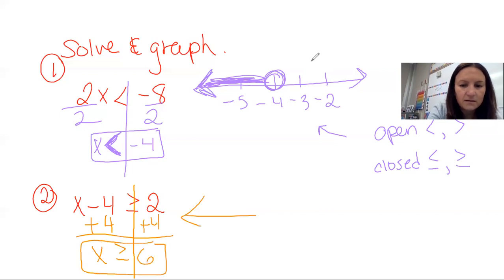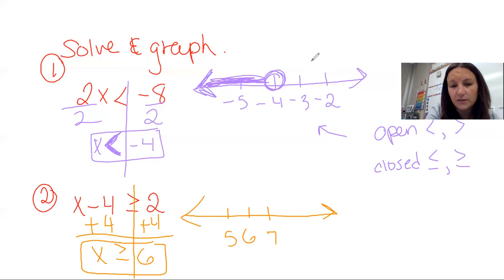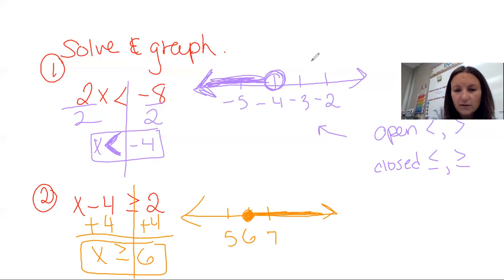So to graph it, we could put 6, you can put 5 and 7, as long as I have 3 consecutive numbers. Since it's greater than or equal to, it's going to be a closed circle at 6, and everything greater than is going to be shaded. And notice how I even shade the arrow to show that it's going to go on forever. All right. If you need to pause this, I'm going to clear the screen to do another example.